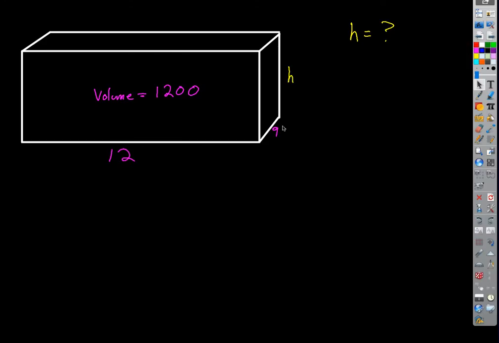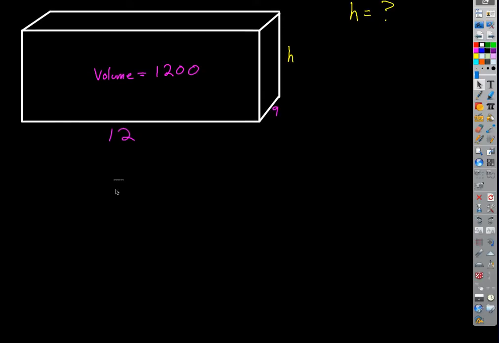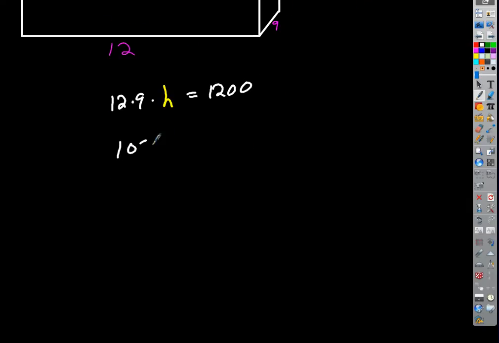Okay, so we know the formula for volume would just be the product of all the dimensions, which is 1,200, right? So we get 12 times 9 times h equals 1,200, right? Now what? Okay, multiply 12 and 9, that'd be 108. So 108 h equals 1,200. Last step? Divide by 108.